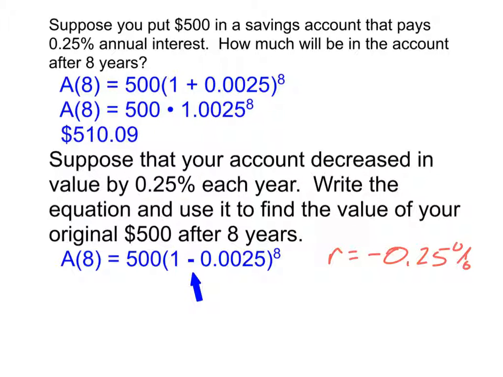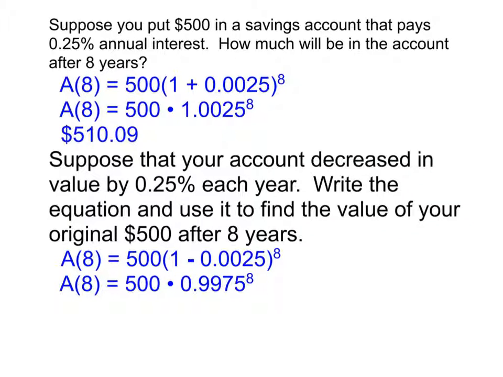All right, now when we do this work, of course, we do the stuff inside the parentheses. Then we're going to raise that number to the power of 8 and multiply it by 500 if you've done that correctly. You should get an answer here of $490.09.